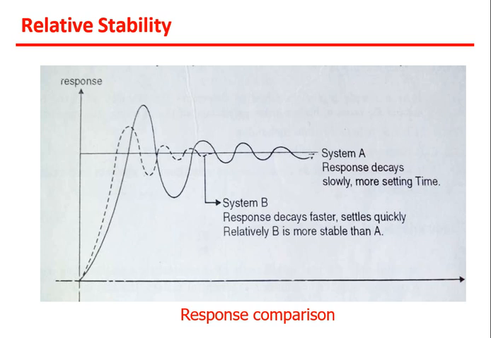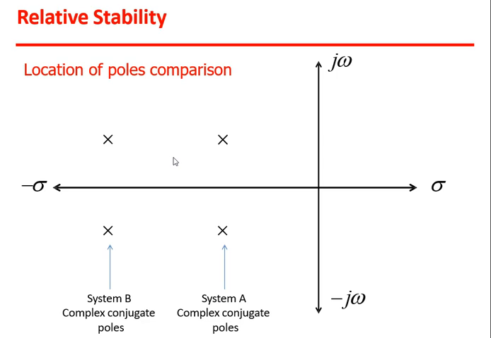Now let's see this graph as well. Here you can see the locations of poles and their comparison. These are the system A complex conjugate poles, and these are the system B poles. From comparing this graph of poles, we can say that system B is relatively more stable than system A.